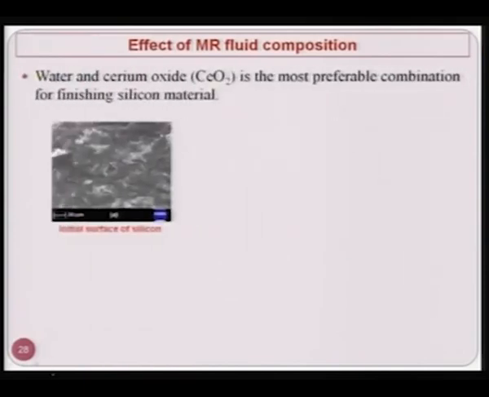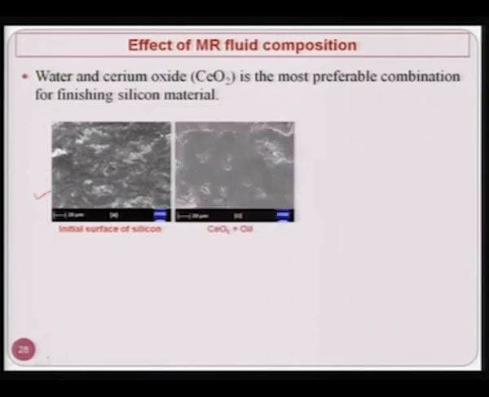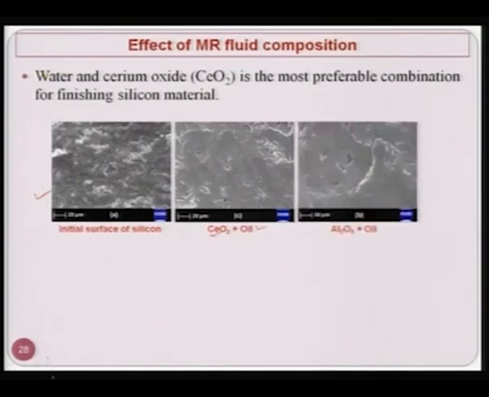Effect of MR fluid composition. Water and cerium oxide is the most preferable combination for finishing silicon material. Now, here you can see this is the initial surface of the silicon, and this is the surface after finishing for a certain period of time with oil as the carrier fluid and cerium oxide as the abrasive particles, soft abrasive particles.